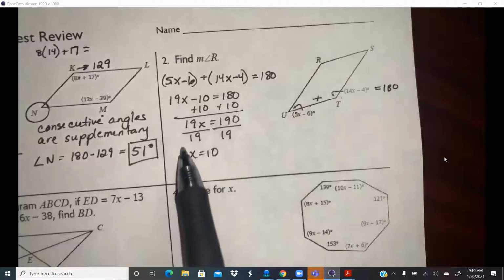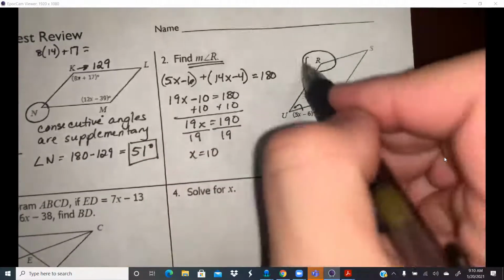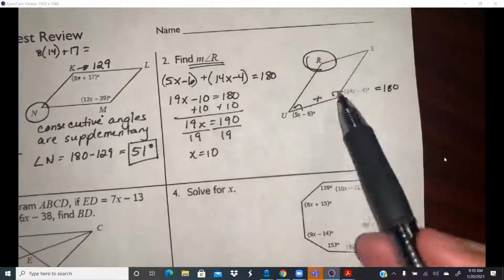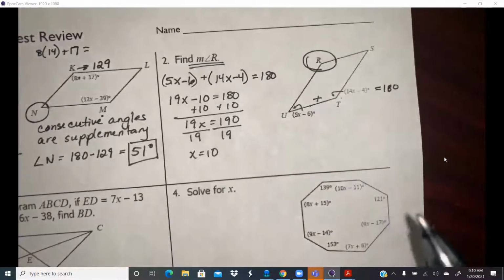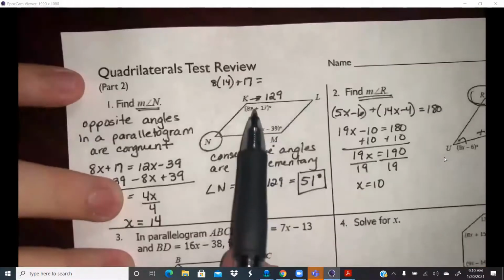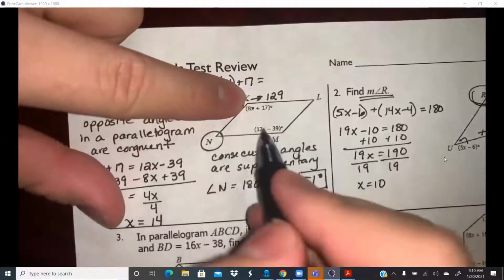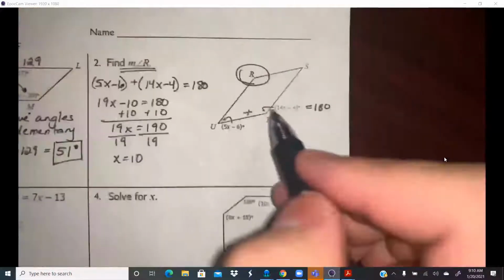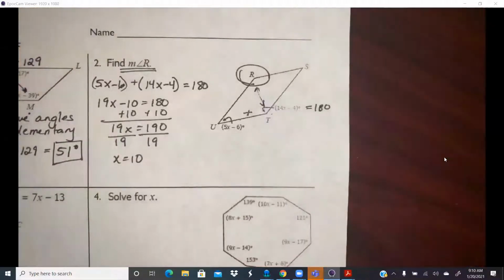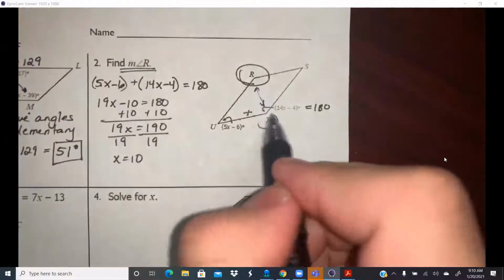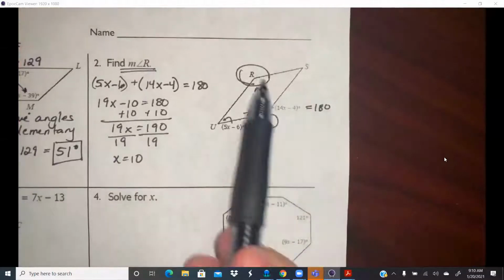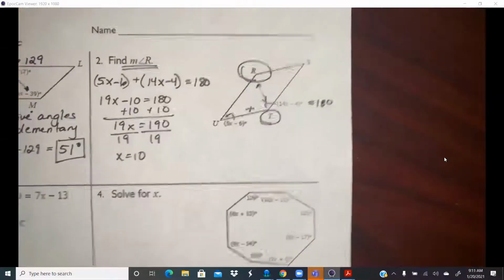Now, granted, they're not asking for x in this problem. What they're asking for is angle r, which is right over here. And here's the thing. We know information about these two, but nothing about angle r. But again, with parallelograms, you also have to remember that opposite angles, kind of like what we said over here, if the angles are opposite of each other or across from each other, right, like over here, those are congruent. So really, if we can figure out what the measure of angle t is, we will automatically know what the measure of angle r is.